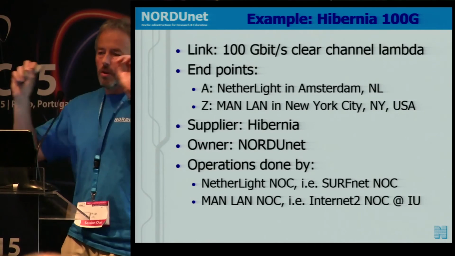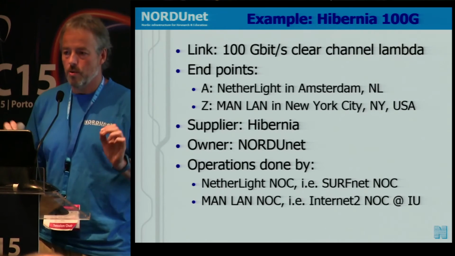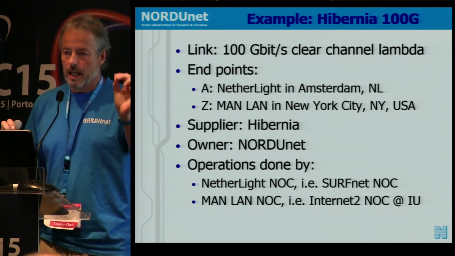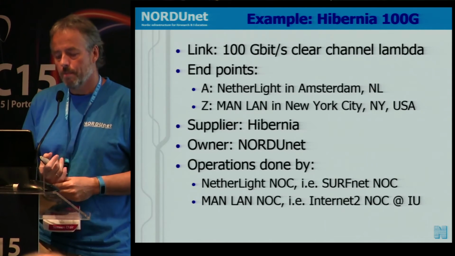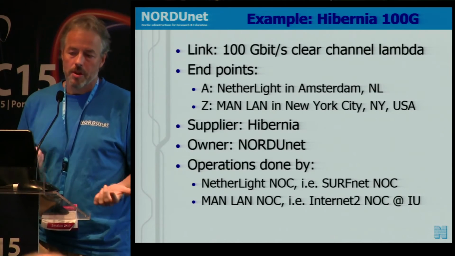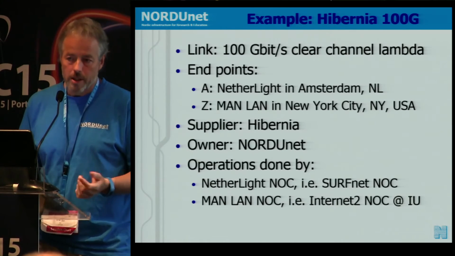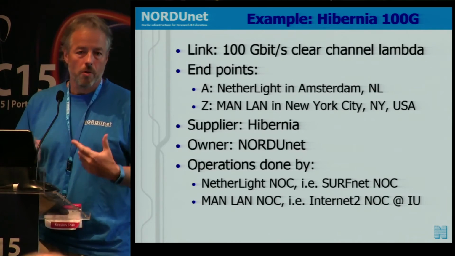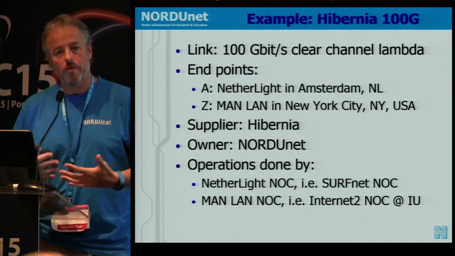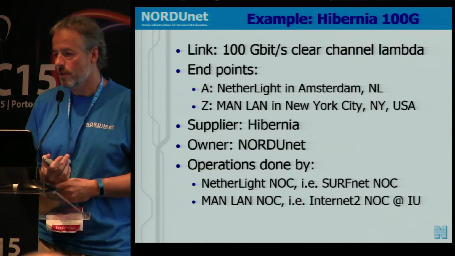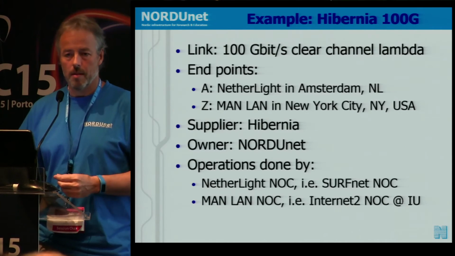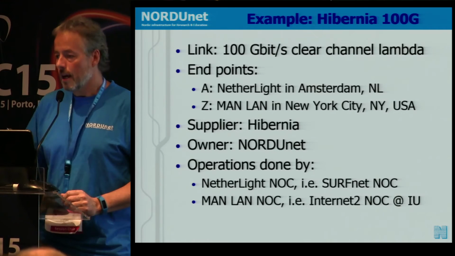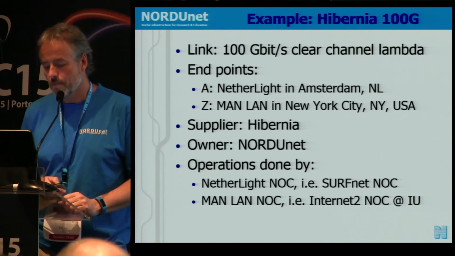The 100 gig on the northern route between Amsterdam and New York that touches Canada and the UK. It's a 100 gig clear channel lambda. It has endpoints in Amsterdam and New York, and the supplier is Hibernia. But there's a contract signed, and the contract is signed on behalf of the consortium of ANA with Nordunet. So one step back, Nordunet did the tender, out of that came Hibernia as the best offer, and Nordunet and Hibernia signed the contract.